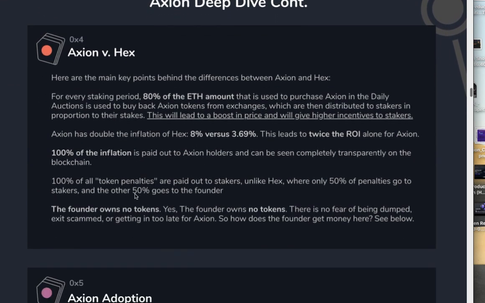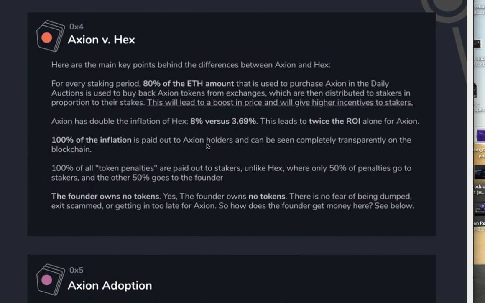So Axion versus Hex. We previously talked about that earlier, so here's a bit more of a deep dive. Here are the main points behind the differences between Axion and Hex. For every staking period, 80% of the Ethereum amount that is used to purchase Axion in the daily auctions is used to buy back Axion tokens from exchanges, which are then distributed to stakers in proportion to their stakes. This will lead to a boost in price and will give higher incentives to stakers. Axion has double the inflation of Hex, 8% versus 3.69%. This leads to twice the ROI alone for Axion.